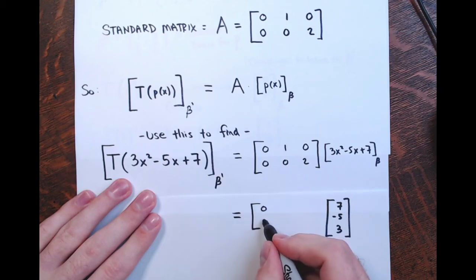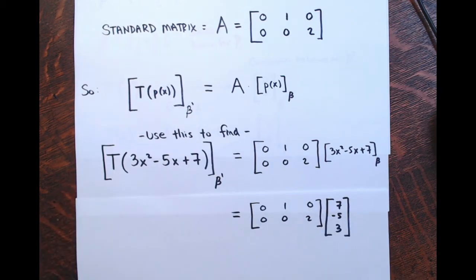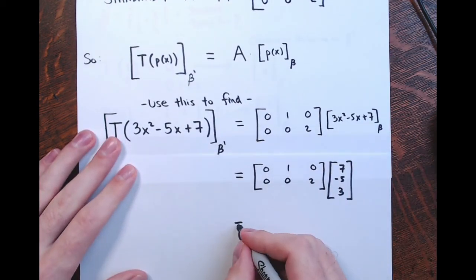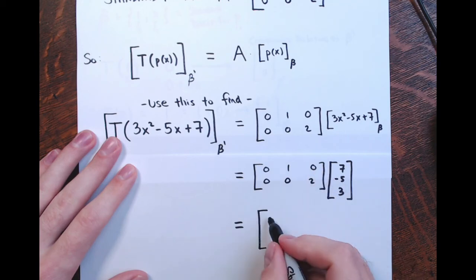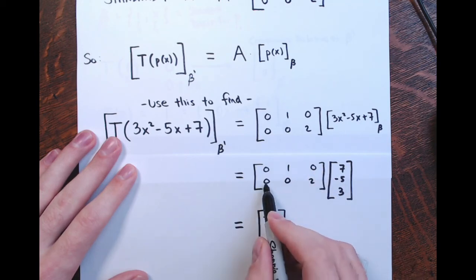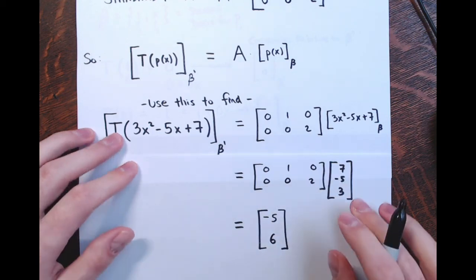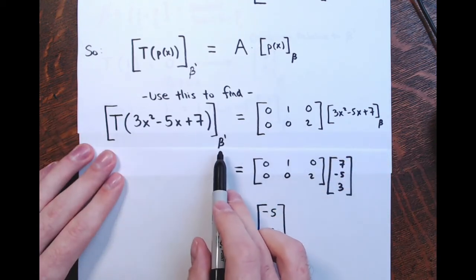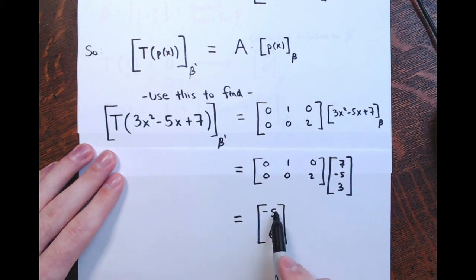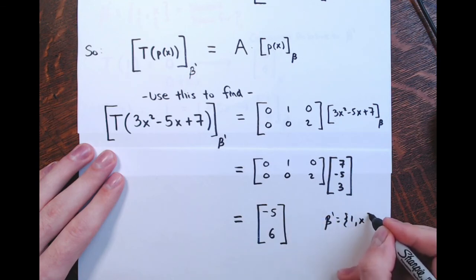And then I multiply this by my standard matrix on the left here. This is a 2 by 3 times a 3 by 1, and I'd end up with a 2 by 1, wouldn't I? And let's see, the first row with the first column here, we get 0 plus negative 5 plus 0. So there's negative 5. And then the second row, you got 0 plus 2 times 3 is 6. And again, these are the coordinates of my output relative to B prime, negative 5 and 6.